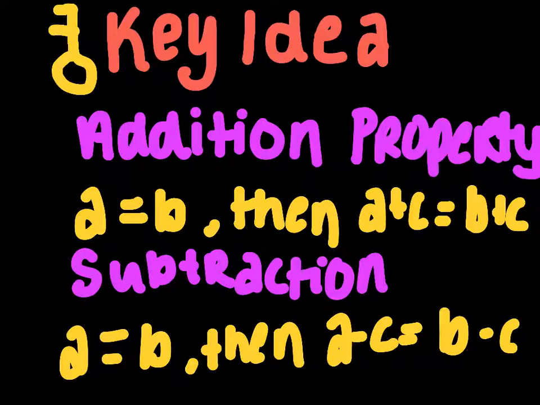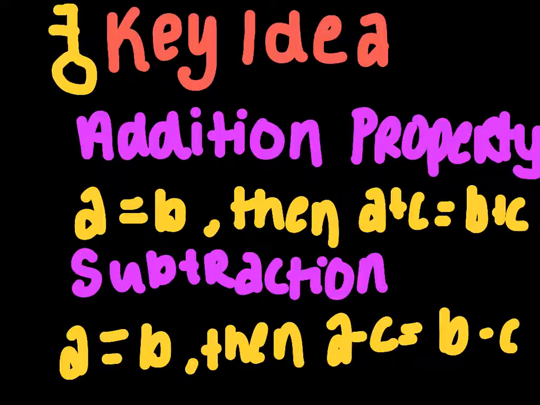Today's key ideas are the addition property of equality, which says two equations are equivalent equations, meaning they equal each other, if they have the same solutions. Adding the same number to each side of an equation produces an equivalent equation. So basically, if A equals B, then A plus C equals B plus C.